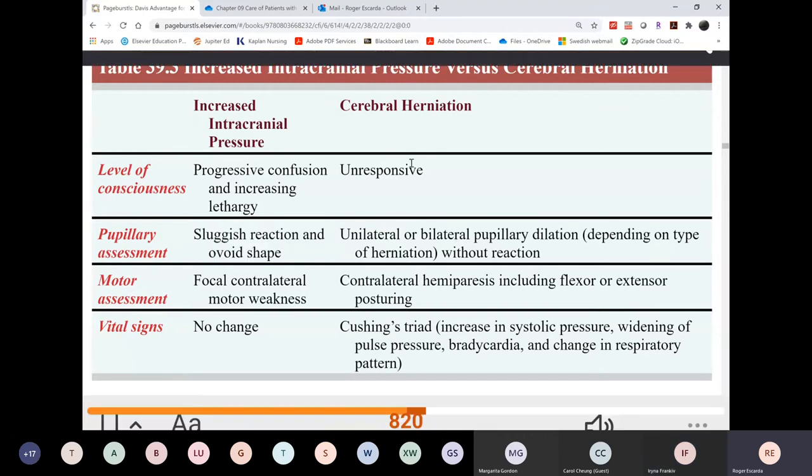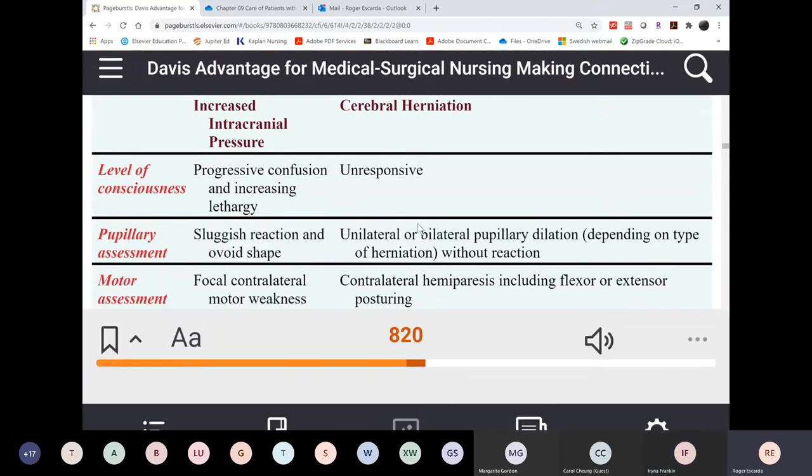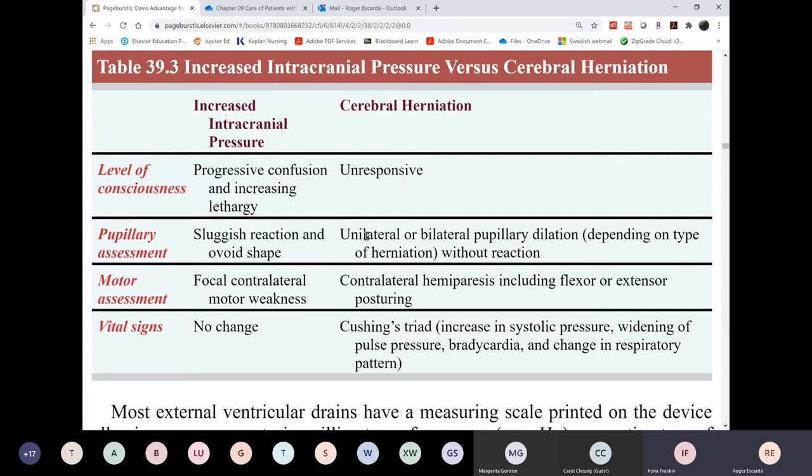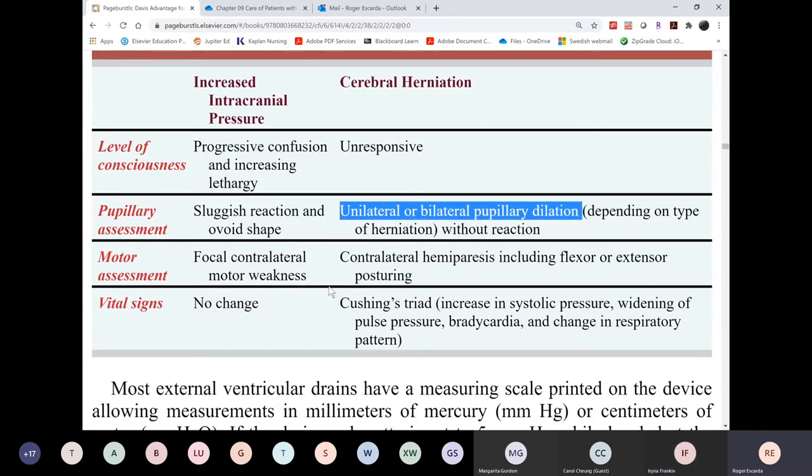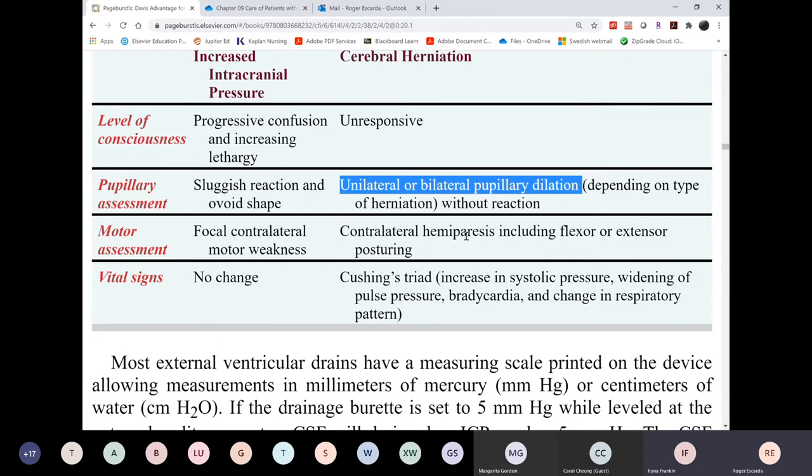So this one, there's already cerebral herniation. These are now the changes in your pupillary reactions. And motor, this one will be hemiparesis or even abnormal positioning. This flexor positioning is called decorticate, and the extensor positioning is called decerebrate. I'll give you the spelling later.